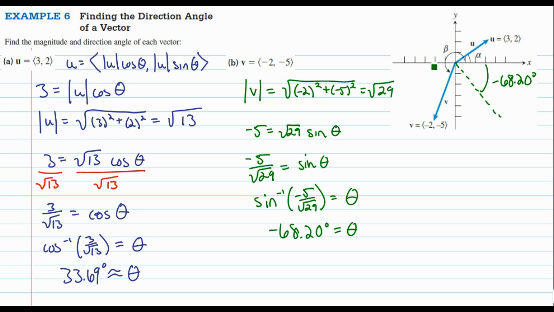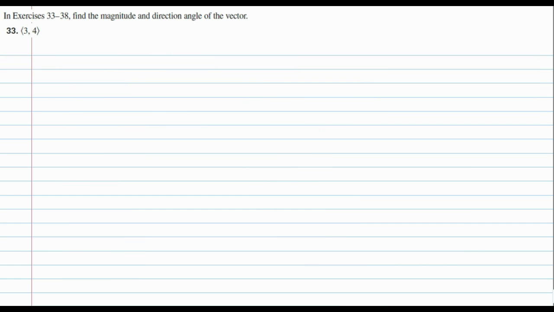So I could do 180 plus 68.20 degrees, which will be an angle where the vector would be in quadrant 3. So 248.20 degrees would be the value of theta, where I would have a vector <-2, -5> in quadrant 3. Then now try problem number 33, which says find the magnitude and direction angle of the vector.